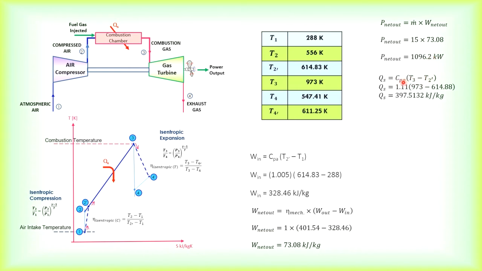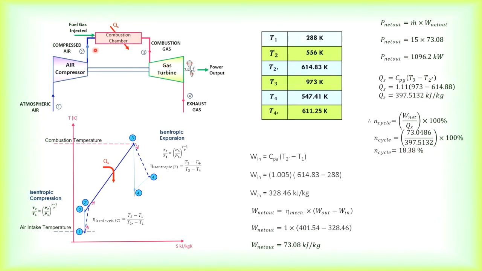For the heat supply, remember the combustor is on the gas side, so we use CPG here. It's the difference between 3 and 2 prime, not 3 and 2. You have to look at the diagram, because in certain diagrams where this is labeled 2, you will have to take T3 minus T2. So that's the heat supply. The cycle efficiency, remember, is net work out over heat supply. You've got a cycle efficiency of 18.38%, which is very low.